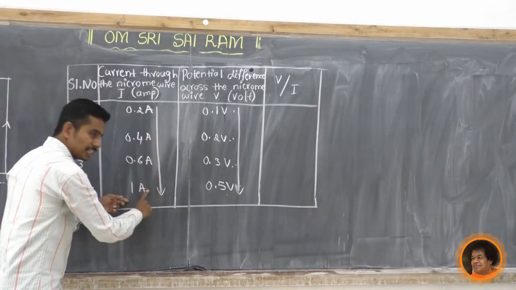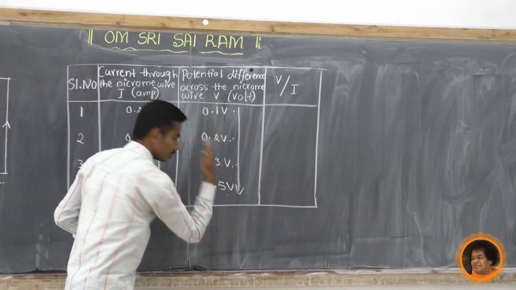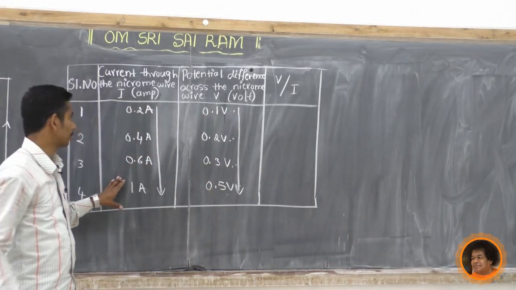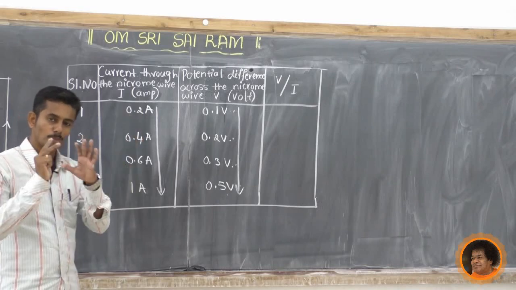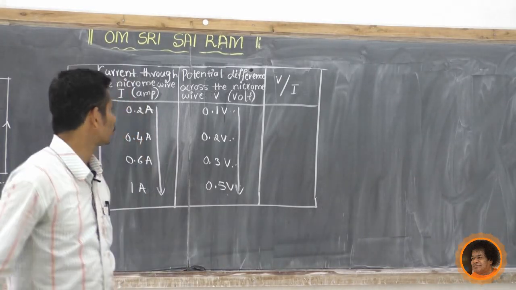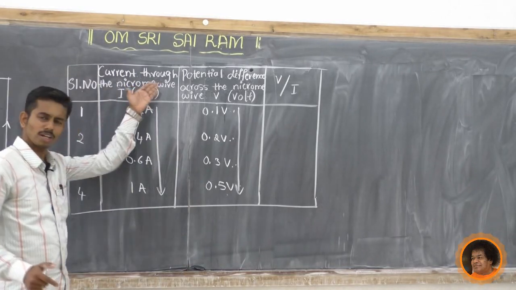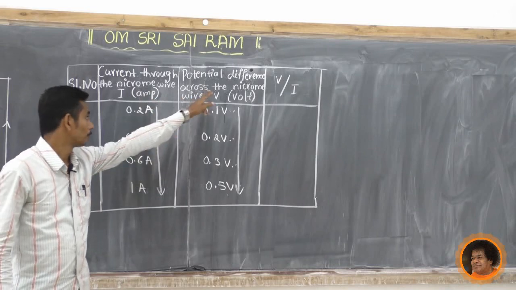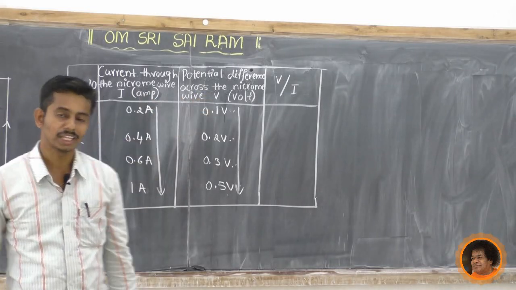If current is increased, the potential difference is also increased, at constant temperature. This is called Ohm's law. So, Ohm's law states that at constant temperature, current through the conductor, nichrome wire or conductor, is directly proportional to potential difference across the nichrome wire.